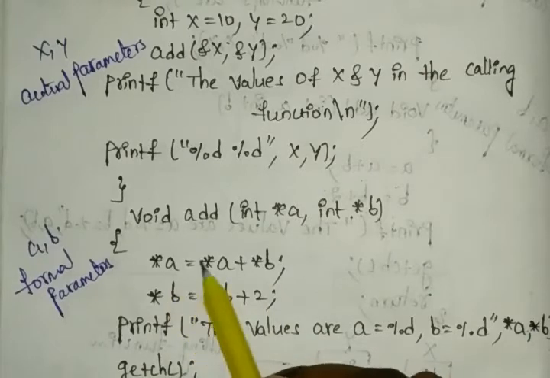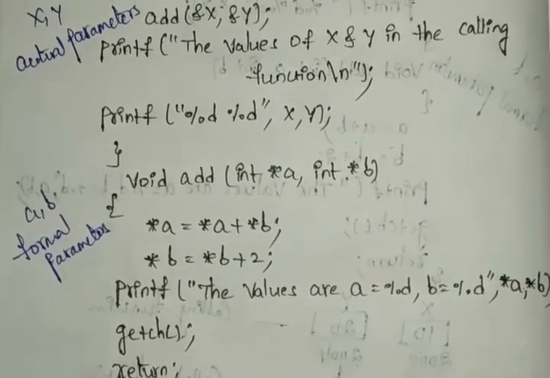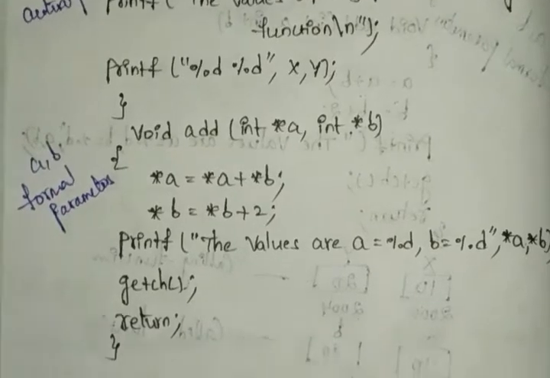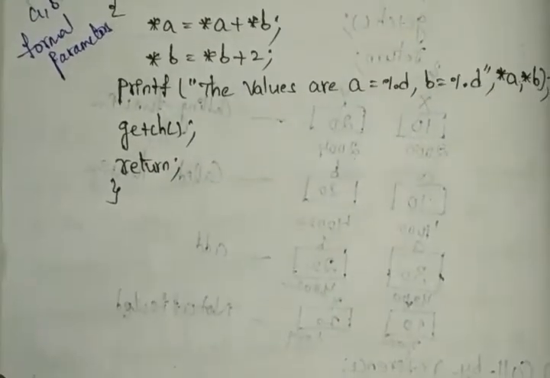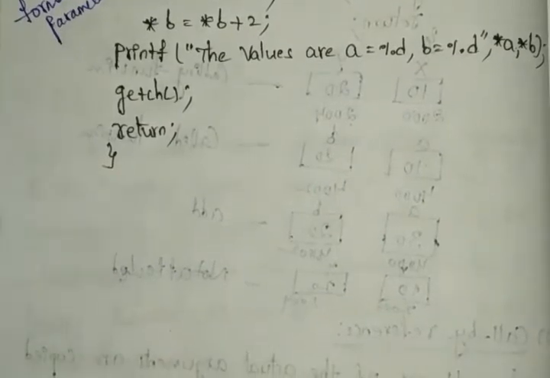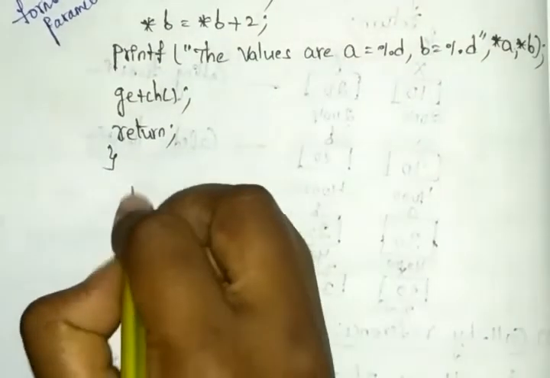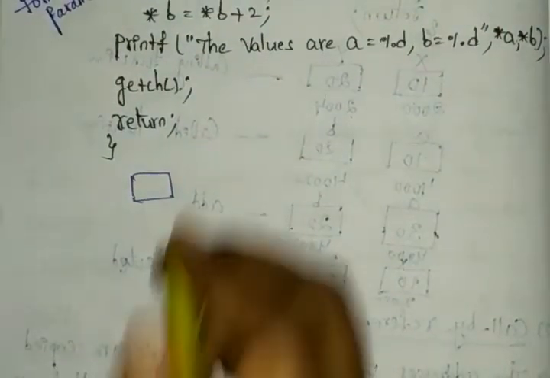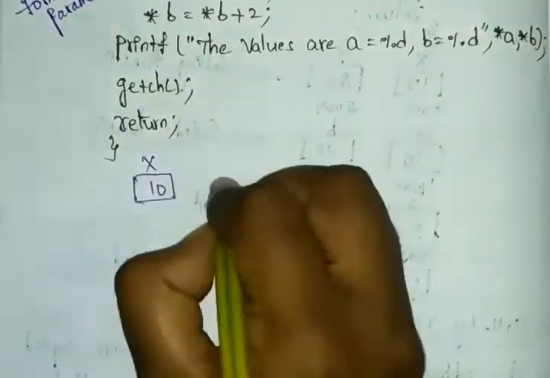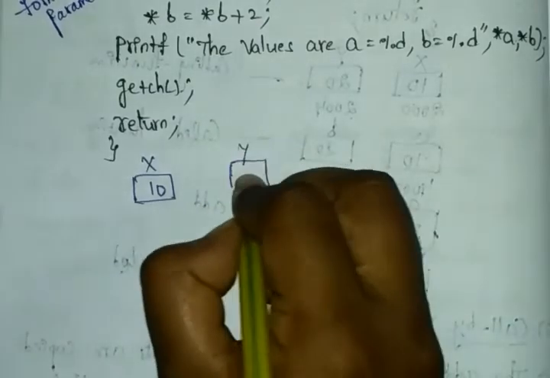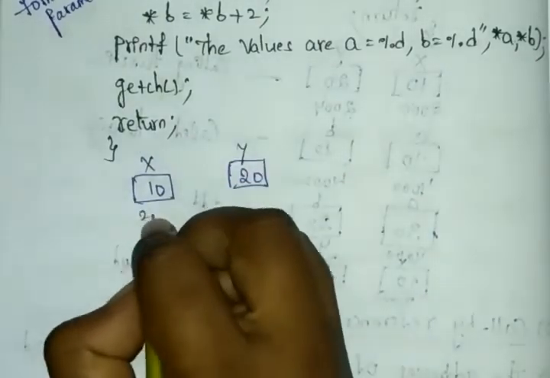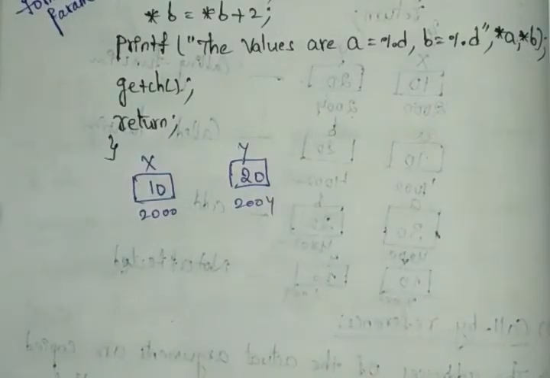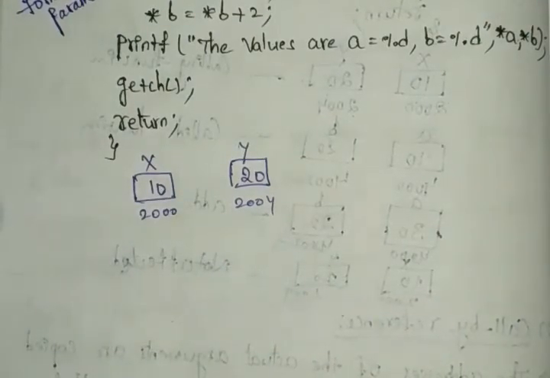This is the pointer symbol. You can check here, it is taking the pointer symbol to add the values. Just see how these will be added and what we will get in the output. First, what values do we have for X and Y? Here the X value is 10, and the Y value is 20. Here I am also taking the addresses 2000 and 2004. X value we have 10 and Y value we have 20.